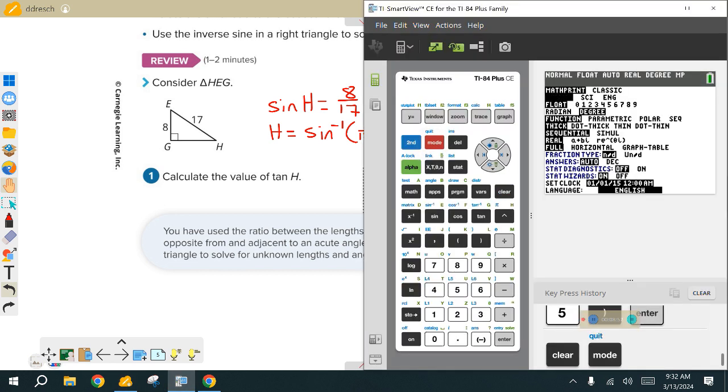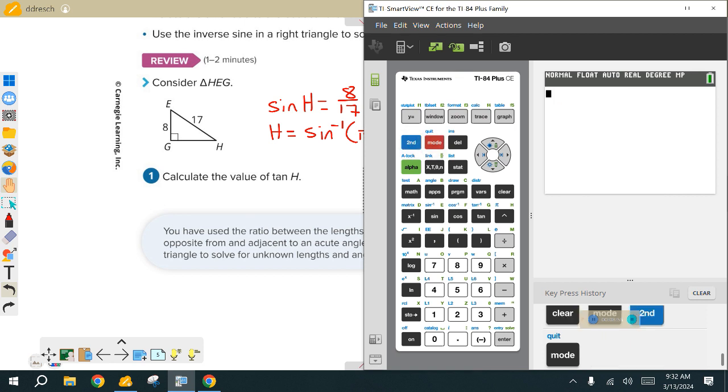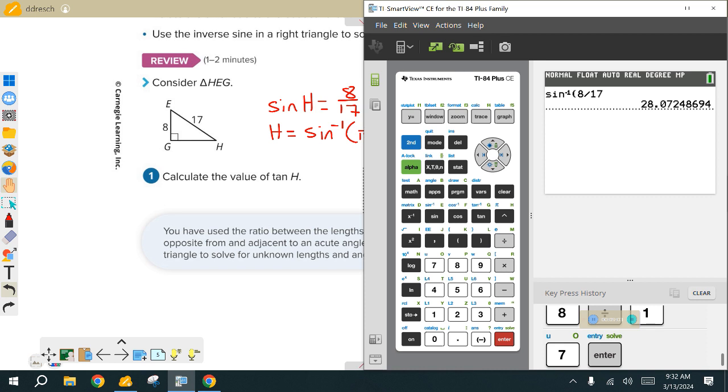I'm already in degree mode. Nice. Second sine, right? Inverse sine of 8 over 17. Again, where do we typically round the angle measure?